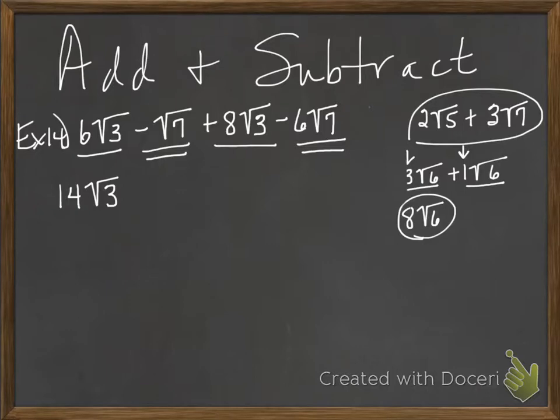Now look at the square roots of 7s. What are the coefficients on the square roots of 7s? A negative 1 and a negative 6. What's a negative 1 and a negative 6 combined to be? A negative 7. Okay? So you're going to have negative 7 square root of 7. You just keep the radical and you only combine the numbers out in front. And that's your final answer, because 14 square root of 3 can't be subtracted from 7 square root of 7, because those are considered unlike terms. Square root of 3 and square root of 7 are unlike terms.